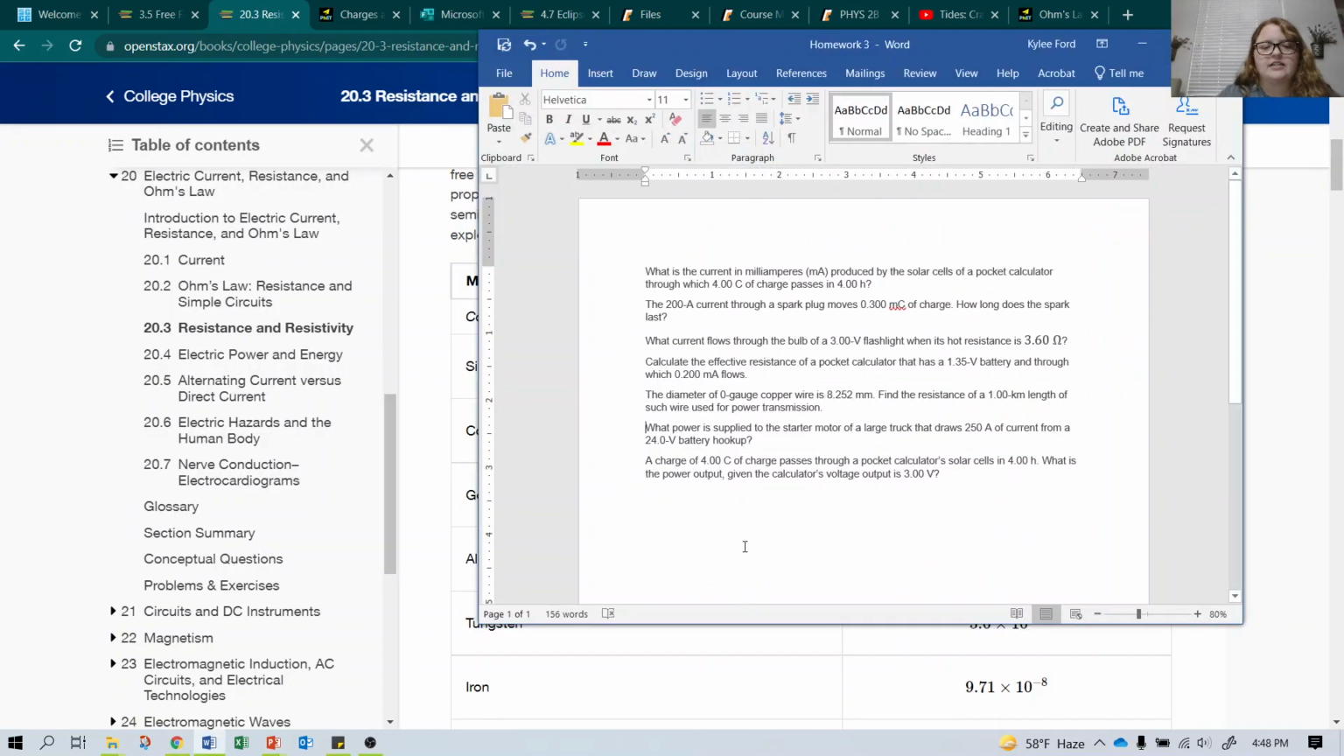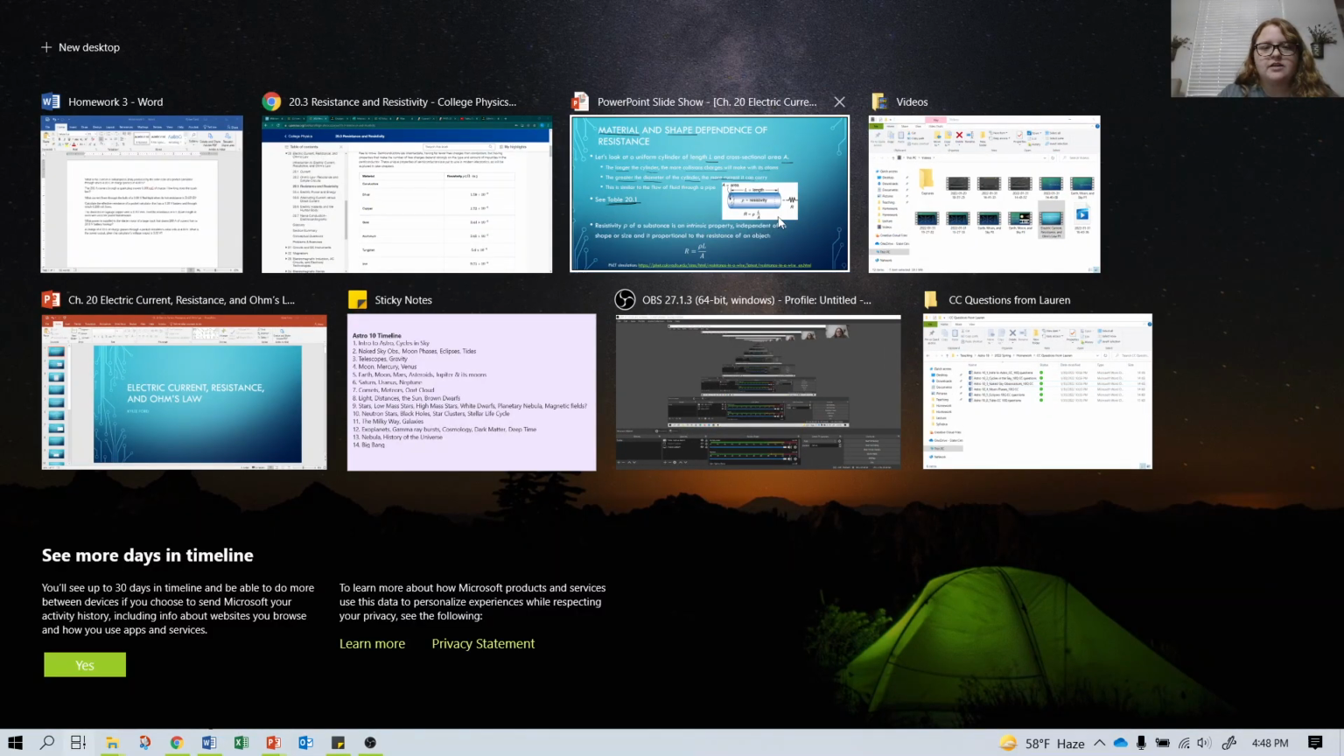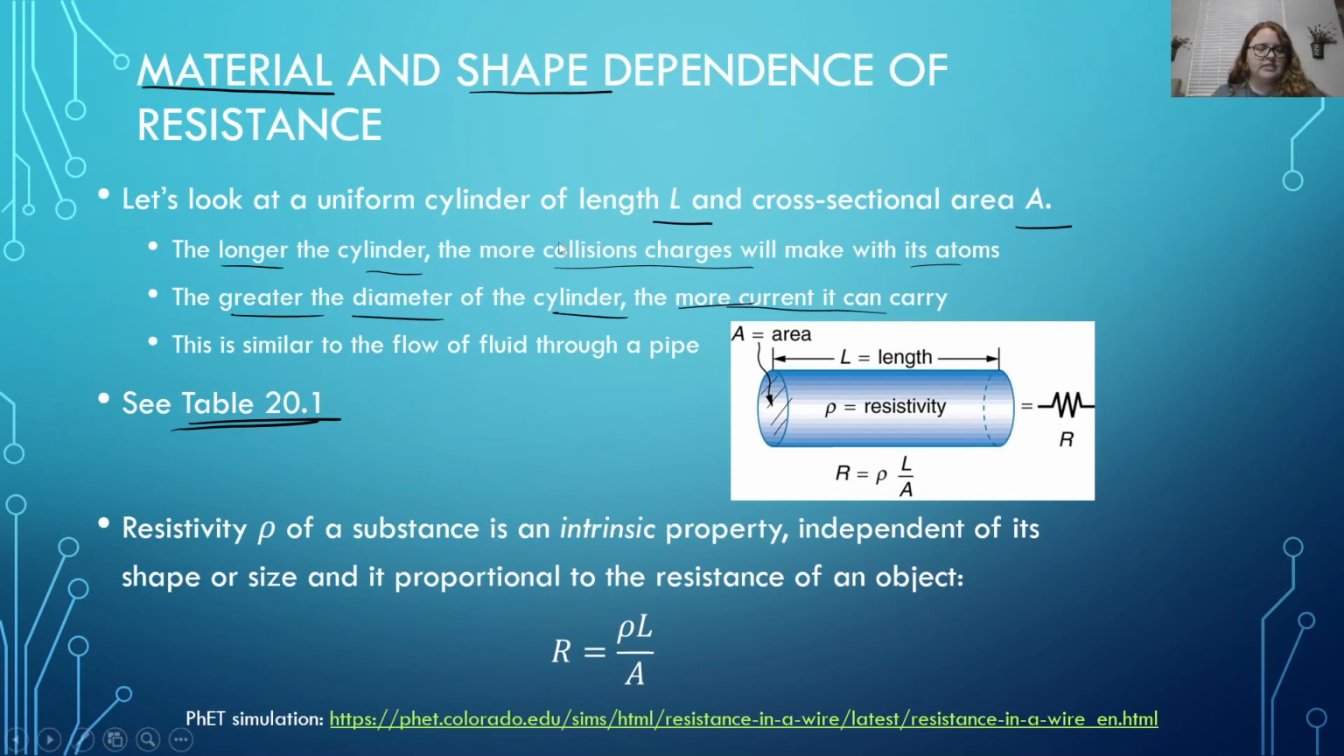Now let's look at that. Let's look at the resistivity, rho, of a substance. It's an intrinsic property, so it's independent of shape or size and proportional to the resistance of an object, okay? So remember that an intrinsic property is something that is independent from other things. Okay, so like mass is intrinsic. That's an intrinsic property.